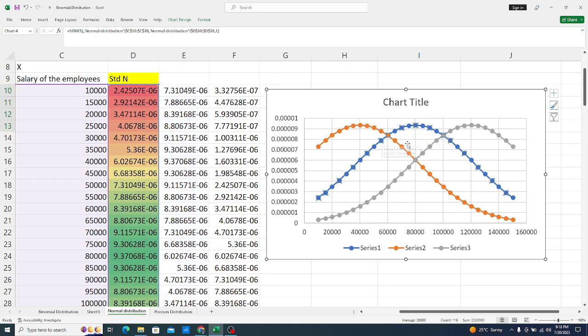That's why I say that a change in mean in a normal distribution will bring a horizontal shift of the normal distribution. So when we increased the mean, it is shifted to the right of the distribution. And when we reduced the mean, it is shifted to the left of the normal distribution.